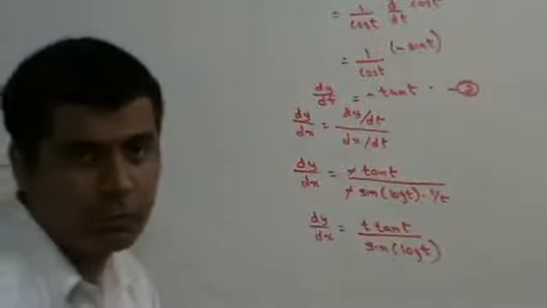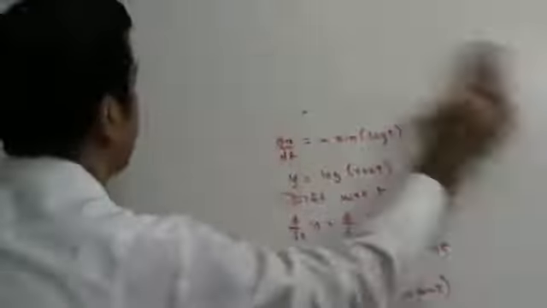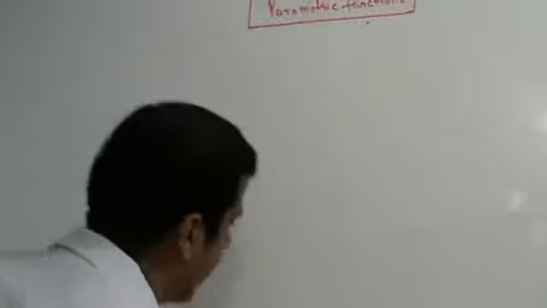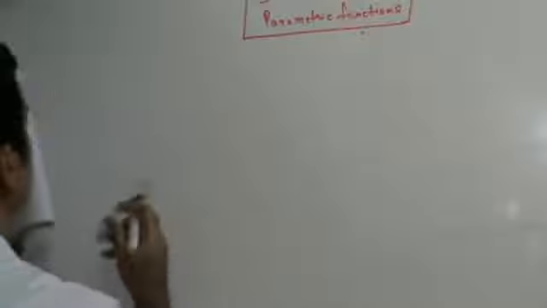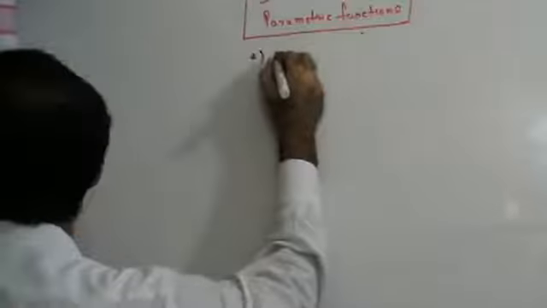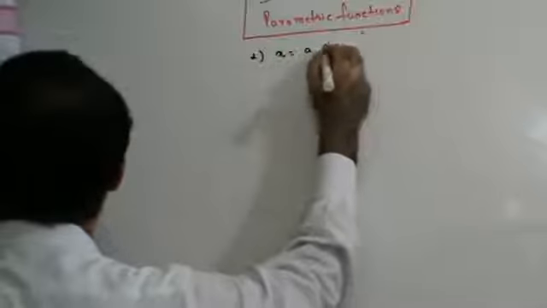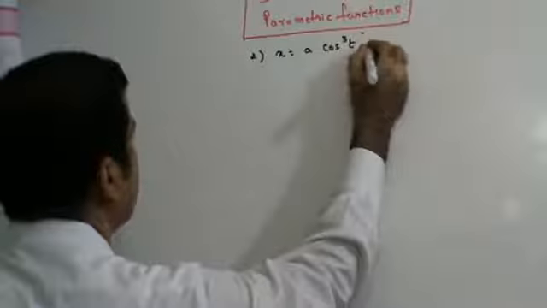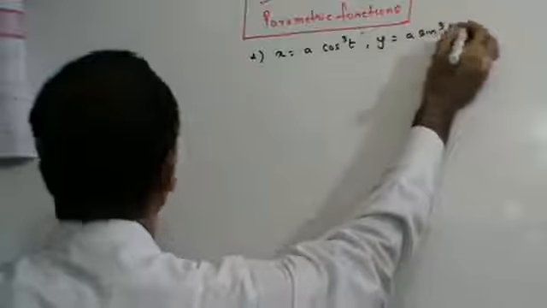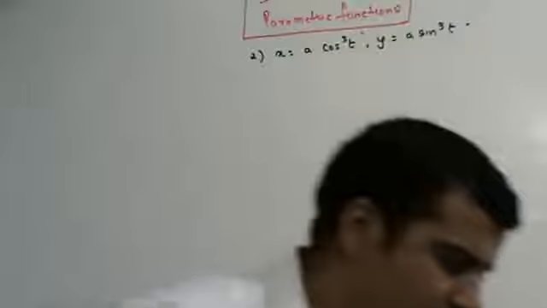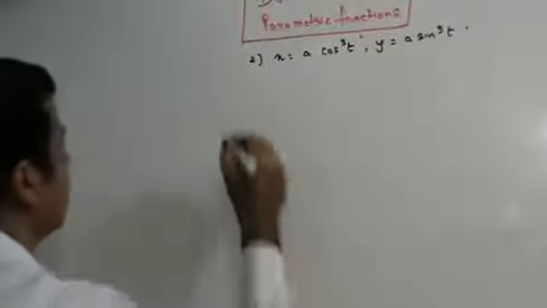So do we get how we are supposed to solve a parametric function? Let's move on ahead. Let's move on to the next sum. X is equal to a cos cube t, y is equal to a sin cube t. You have to find out dy by dx. So let's see how we do this.